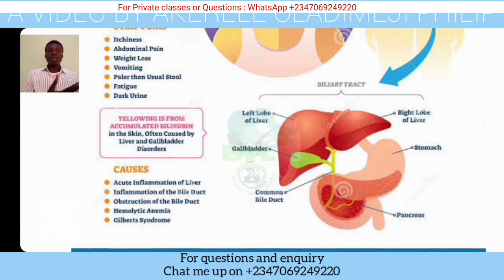And also it can be obstruction of the bile duct. Now red blood cell is dying normally, it's not too much, bilirubin is formed, but because it cannot find its way to the gallbladder, it has been obstructed. That's obstruction of the bile duct, or what they call obstructive jaundice. Once it cannot pass to enter the gallbladder, it will flow back into circulation, and we see it in different parts. So those are other causes of jaundice.